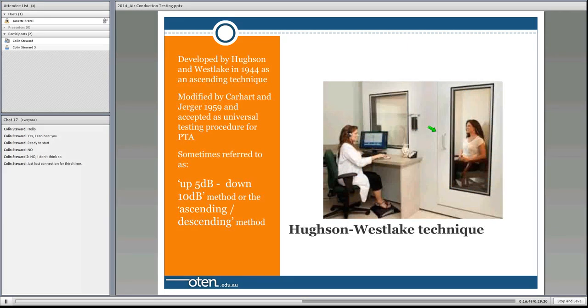Now, the testing procedure we use is something called the Hughson-Westlake technique. It's been around for a long time, and it was developed by Hughson and Westlake in 1944 as an ascending technique. So they started at zero and worked up. We actually use what's called the modified Hughson-Westlake technique, and this modified version was developed by Carhart and Jerger in 1959 and is now accepted as the universal testing procedure for pure tone audiometry. It's sometimes referred to as the up 5 dB, down 10 dB method, or the ascending and descending method. So I'm going to explain that in a little bit more detail now. But you'll generally find that audiologists and audiometrists worldwide use this procedure.